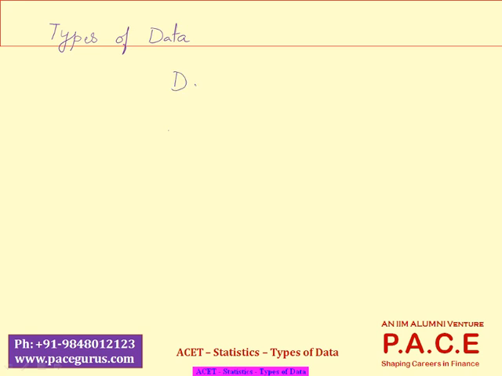So the major classification I can do to the data is numerical data versus non-numerical data. As you can very well make out, numerical data is the data in the form of numbers, whereas for the non-numerical data, the statisticians use a word called categorical. Any data in the form of categories, we classify it as categorical data.